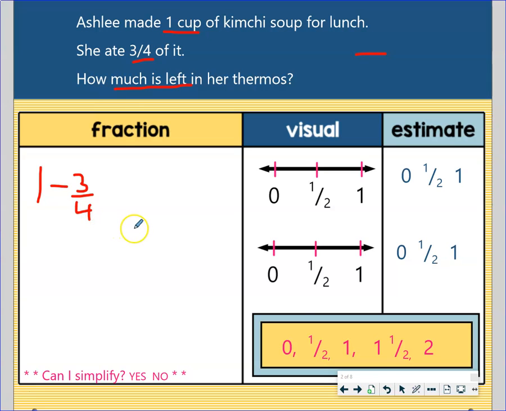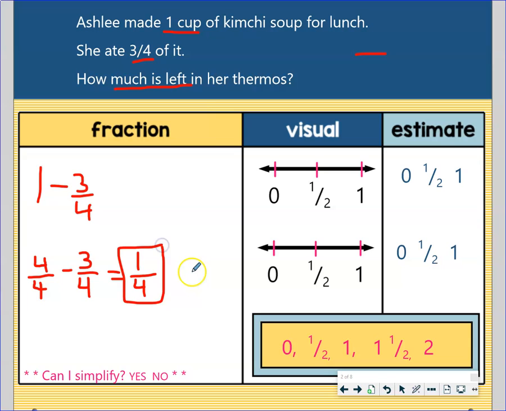Now, we know from yesterday that whenever we're subtracting with fractions we need a common denominator, which means, remember, every time I have a whole number, it's really like having the same numerator and denominator. Since our denominator this time is fourths, I know that 4/4 is the same as 1. So now my problem becomes 4/4 minus 3/4. When we're subtracting, our denominator stays the same, so we still have fourths. 4 minus 3 is 1. So she should have 1/4 left in her thermos.